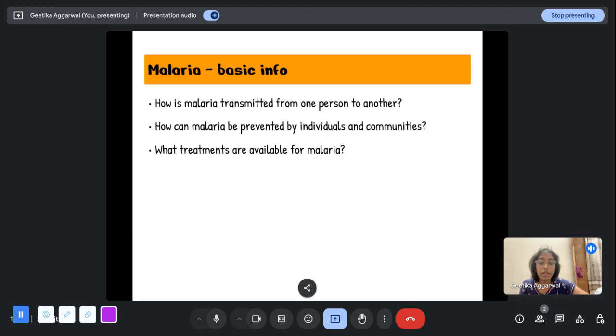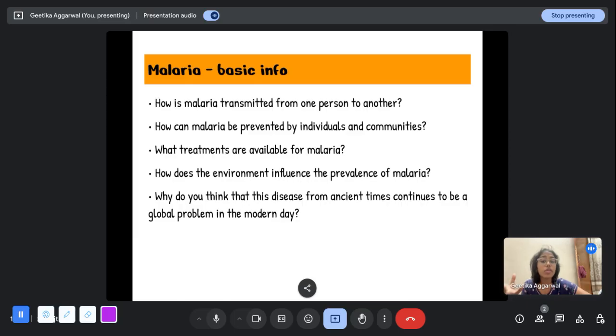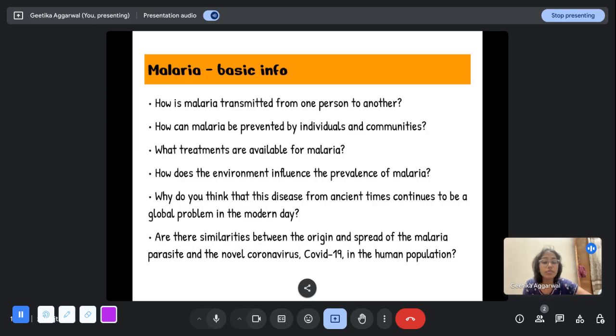What are some treatments that are available for malaria? How does the environment influence the prevalence of malaria? What kind of conditions in the environment around you influence how prevalent malaria will be? Why do you think that this disease from ancient times continues to be a global problem even in the modern day? What makes it such a problem even today, even though this disease has been around for so long, but we've still not eradicated it altogether? And are there similarities between the origin and spread of the malarial parasite and the novel coronavirus in the human population?